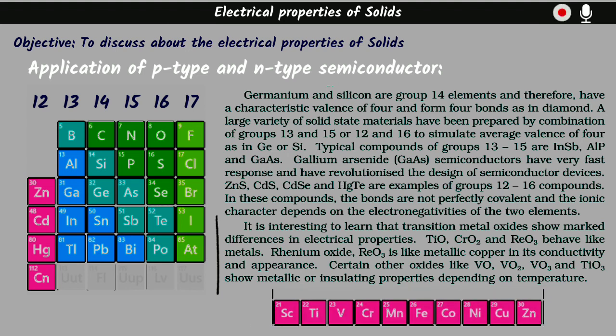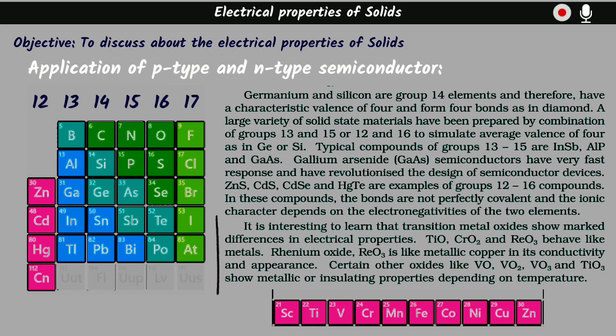Moreover, the oxides of transition metals exhibit different types of electrical properties. Okay, so for example, if you consider one row of the transition metals and their oxides, let's suppose titanium oxide, chromium dioxide and rhenium trioxide, they behave exactly like metals. That means their electrical conductivity is very high, and specifically rhenium trioxide will behave exactly the same as metallic copper. Okay, and also the appearance of this rhenium trioxide is similar to copper.